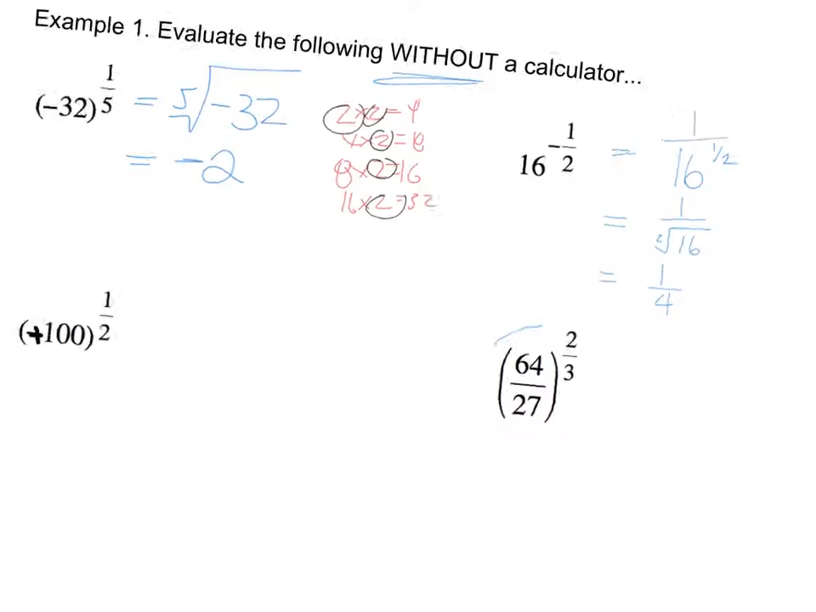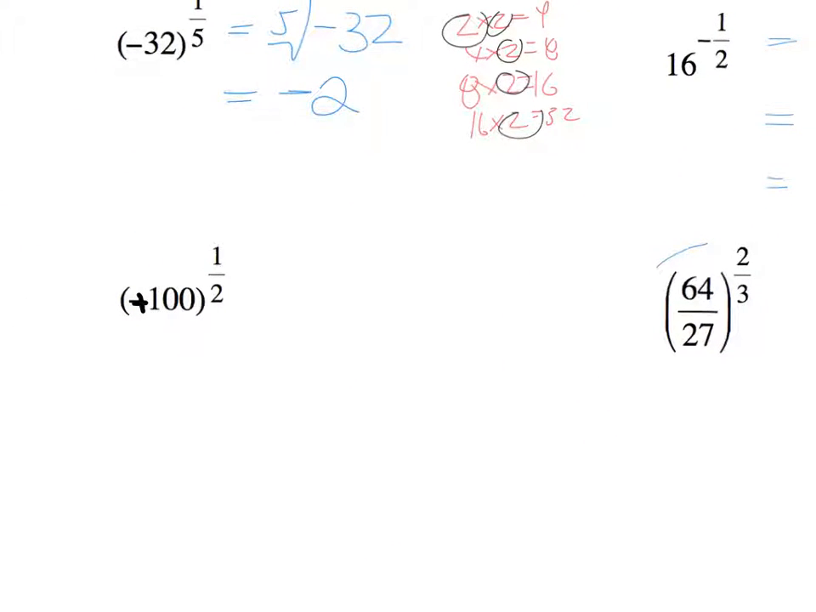Next, take a look at that third example. Same thing with positive 100 to the exponent 1/2. I'm going to look at it in terms of exponent 1/2. Well, that is just a square root, and the square root of 100 is 10.